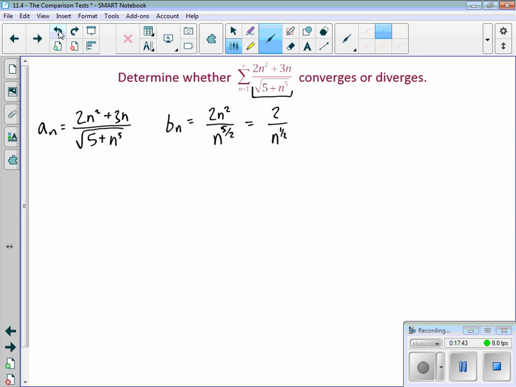So with the limit comparison test, I take the limit, and which way do I stack them? Which one goes on top? The A sub n goes on top, so we've got 2n squared plus 3n, and that piece is divided by B sub n. We're going to multiply by the reciprocal, so I'm just going to write it as n to the half over 2. And then we're going to try to take that limit. So I'm going to apply the n to the half through to both of those.